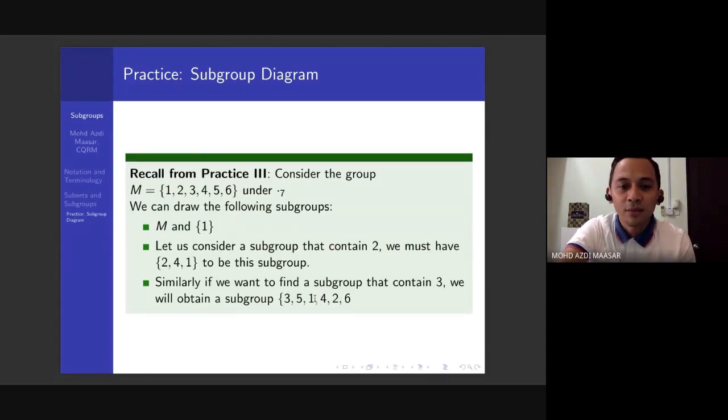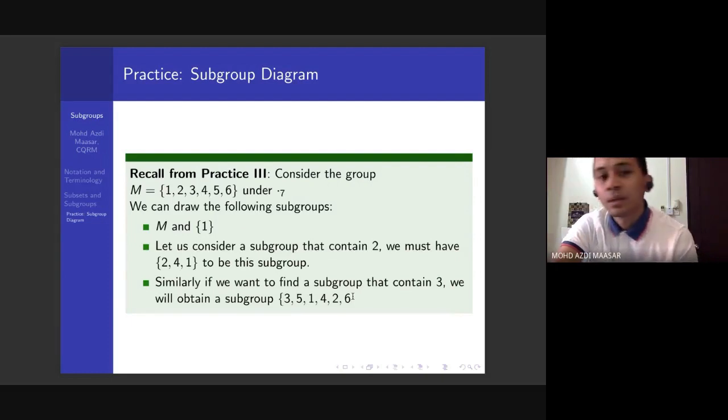And then I can see that at this stage, the subgroup containing 3 has exhausted all the elements in the group M. If I work further, I will only find that this is actually the same as group M. So the smallest subgroup that contains 3 must equal the group M.